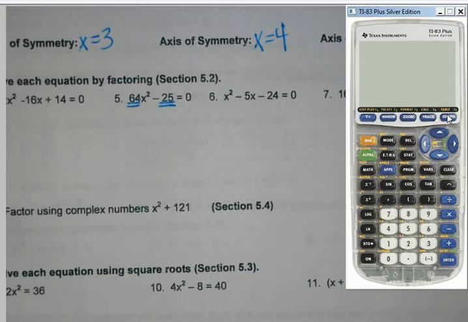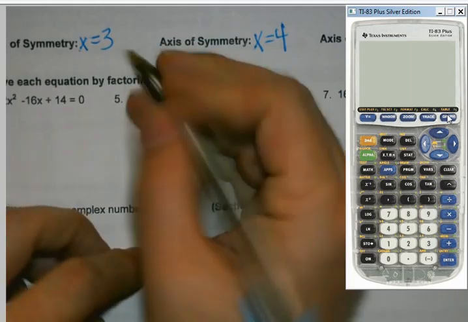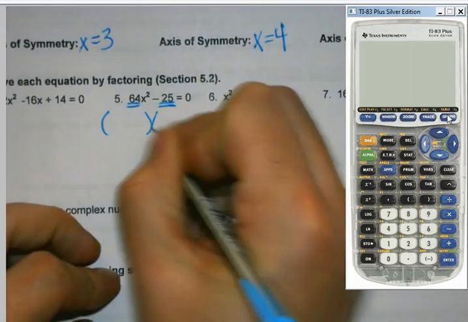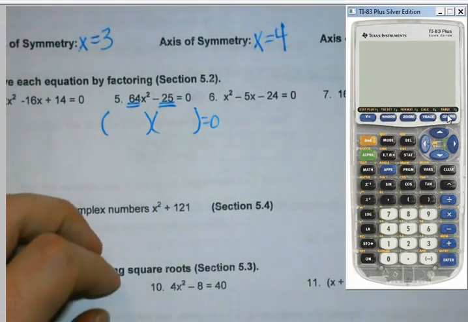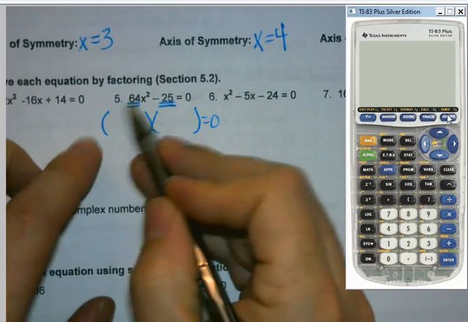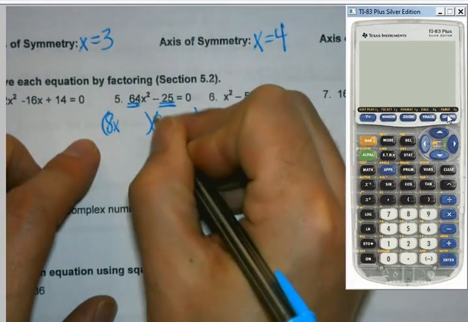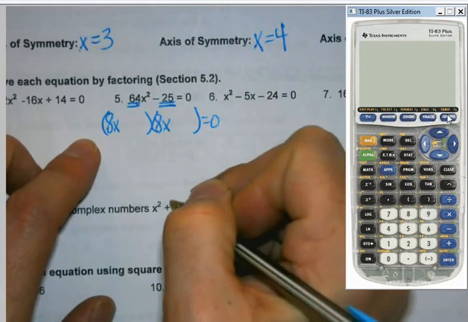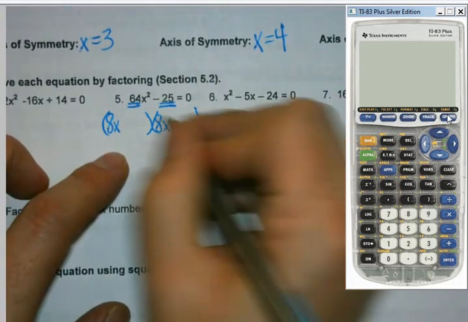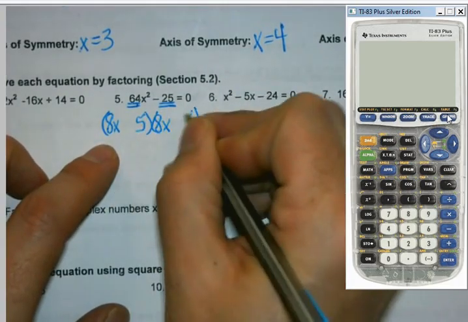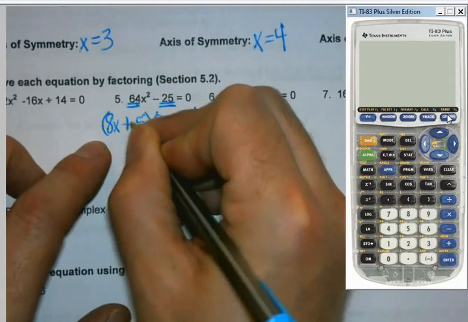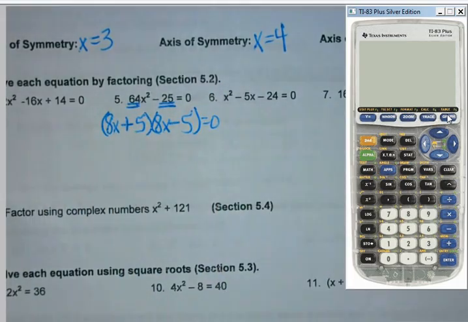So I'm going to take a look. And now again, I'm not literally going to do a square root here, because I know when I factor it, okay, what would I square to get 64? 8, my x. What do we square to get 25? 5. Okay, one's going to be negative and one's going to be positive. Doesn't matter the order, but to get negative 25, I have to have one of each.